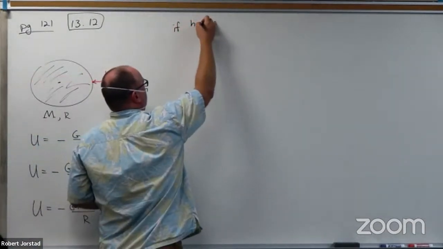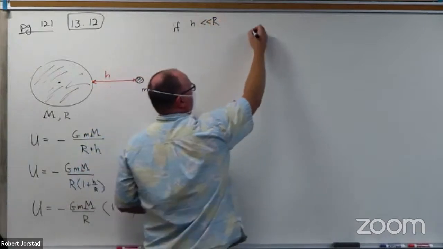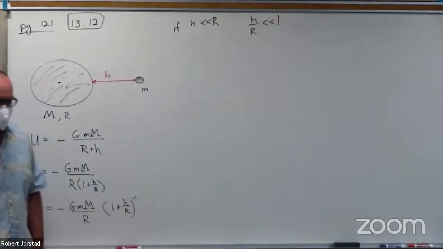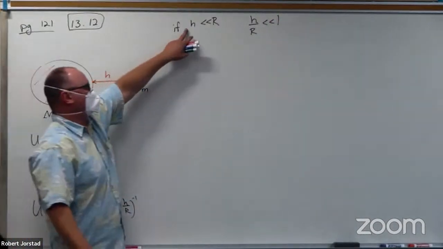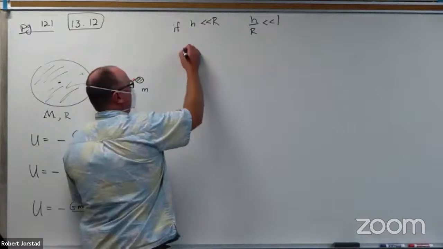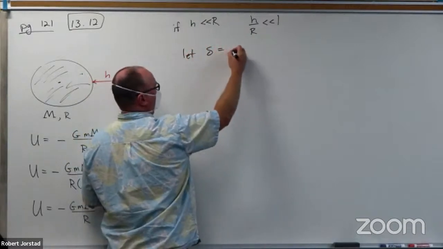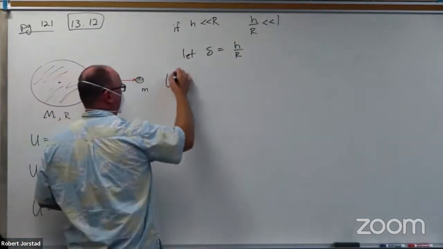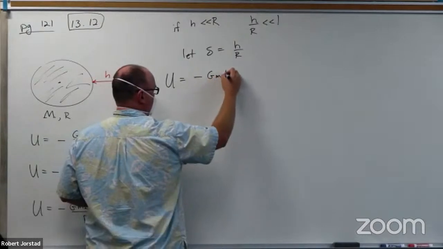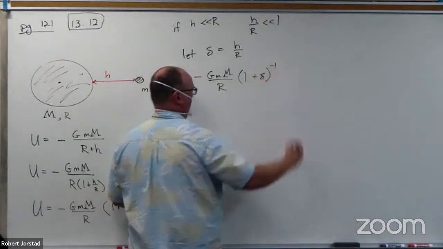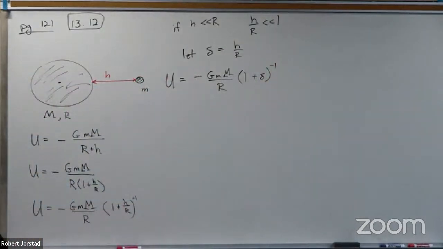If h is much, much less than R, h over R is much, much less than 1. Do you believe that? If h is small compared to R, just divide both sides by R and you get that. I'm going to let delta equal h over R. And now I'm going to rewrite this up here. Negative G M m over R times 1 plus delta to the negative 1. Now this seems silly, but this is a standard physics procedure.